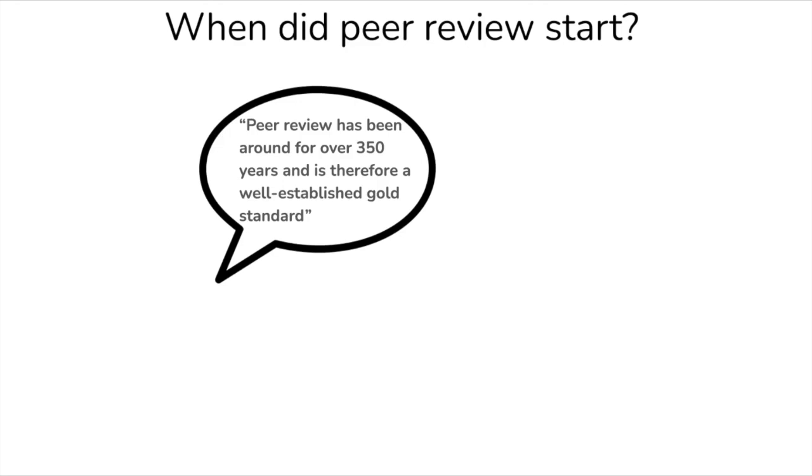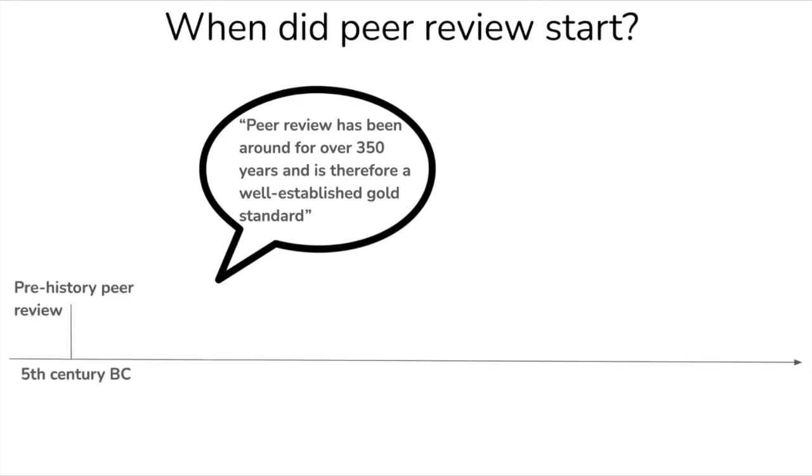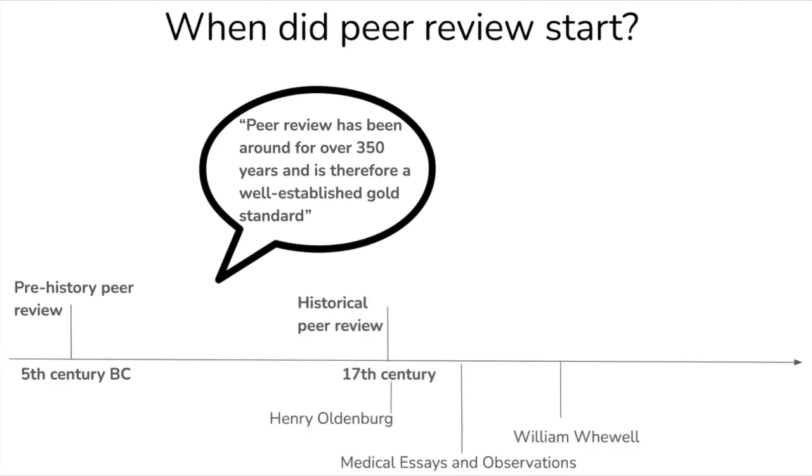But if it hasn't been around for 350 years, I say we've got this prehistory of peer review around the 5th century BC. We then have what I'm terming here the historical peer review, which is around the 17th century. And this is the thing that the speech bubble is talking about mainly. And then we've got modern peer review. And this is what I think everyone would recognize as peer review now. And this did not actually happen until the 1970s. And it's a very interesting story as to why that came around.